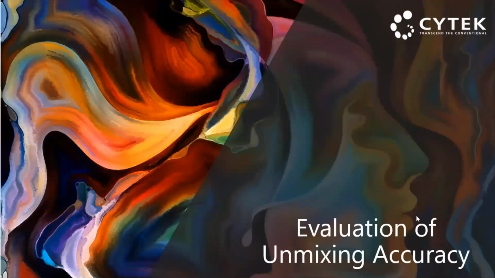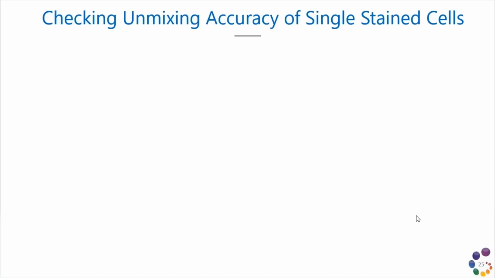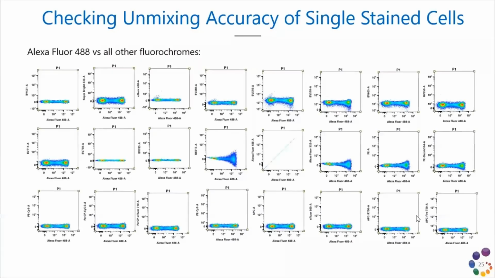Once you've recorded all of your controls and your sample, it's time to see how accurate the unmixing is. To do this, there are two steps you should complete. First, you should check the unmixing accuracy of all the single-stain cells. To do this, go to one of your controls, like this Alexa Fluor 488, and plot it against every dye present in the panel. What you want to see is this nice, properly compensated appearance in the data in every single plot. Sometimes you may find strange patterns, such as the positive events are curving upwards or curving downwards if they are not compensated correctly.